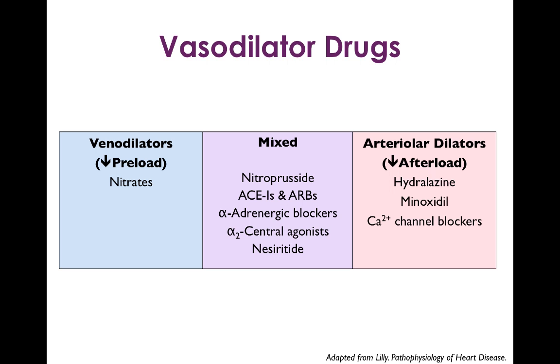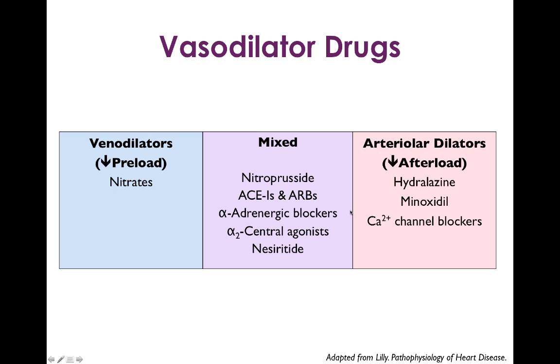So next we'll consider the different vasodilator drugs, and this table is a nice table adapted from Lilly. I think the key thing to understand is that we separate vasodilator drugs into venodilators, so things that increase the capacitance of the venous system, thereby decreasing preload, and nitrates really fall into that category. Arteriolar dilators, drugs that decrease the afterload by decreasing the resistance of the resistance vessels in the body, the arterioles. Drugs in this category are hydralazine, minoxidil, and calcium channel blockers.